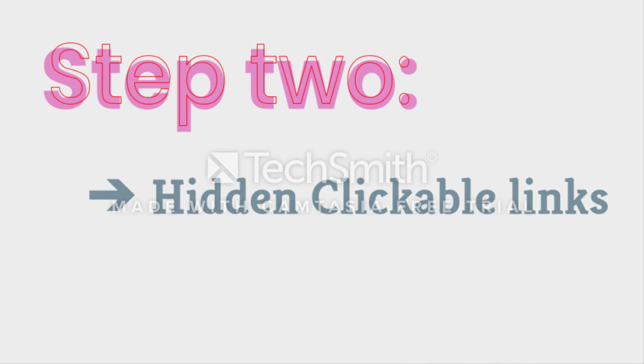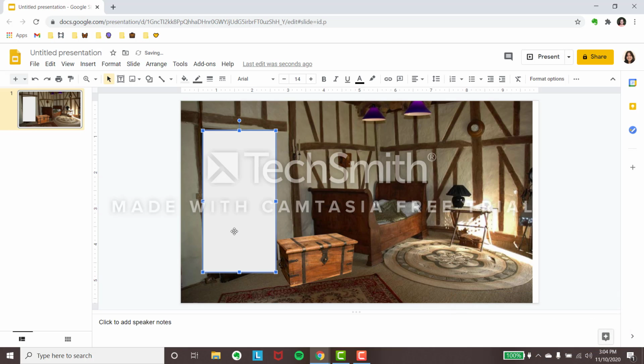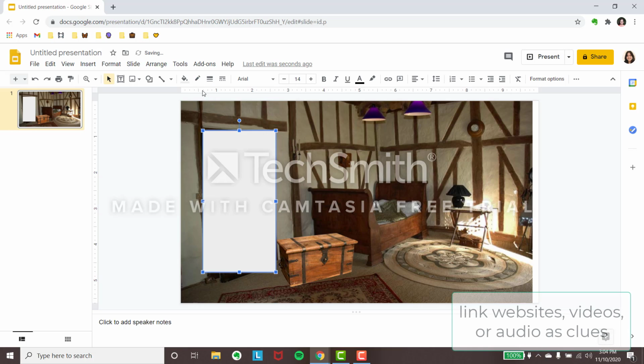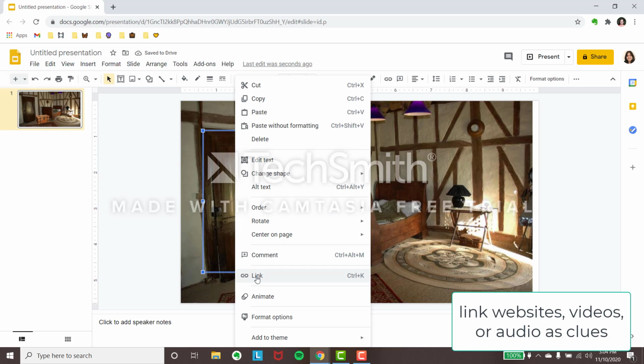You might want to link a website, video, or audio clip to a specific spot on the page. Use the Shapes tool to create a transparent shape. Click the shape and select Link to link your clue.